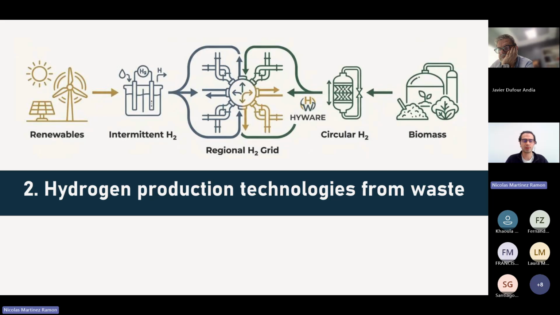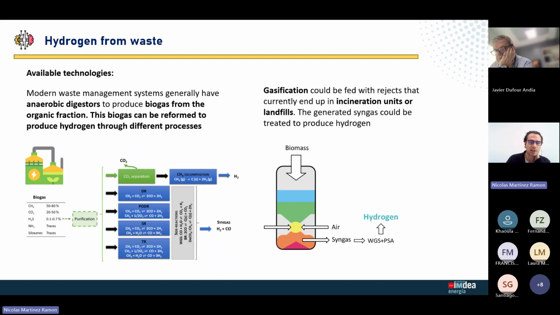So now I will go into the hydrogen production technologies that we have available. Basically, there are two pathways. The first one is utilizing biogas generated in the anaerobic digestion that is commonly found in relatively modern waste management systems. These usually utilize the organic fraction of the waste and transform it into biogas that can be reformed to produce hydrogen. There are several technologies in this project that were considered for the reforming section.